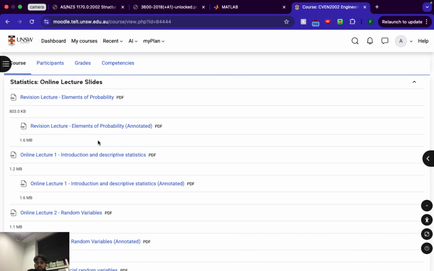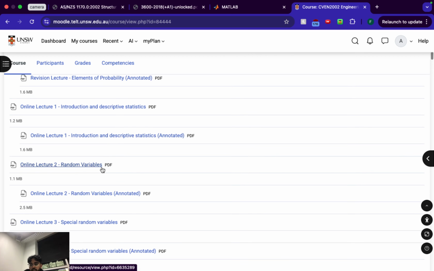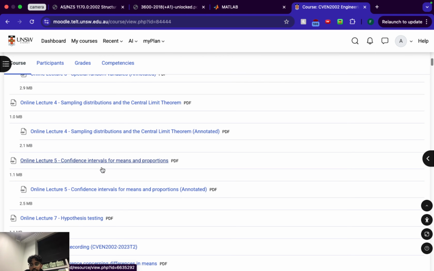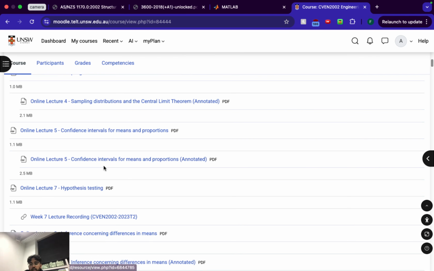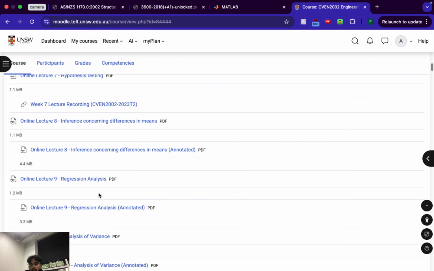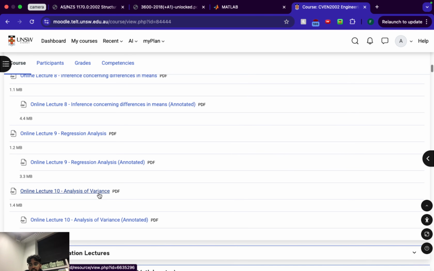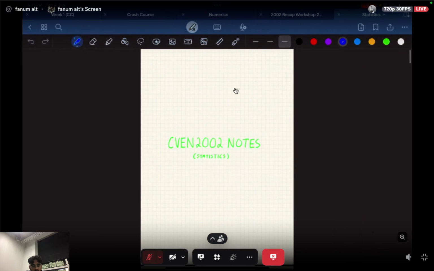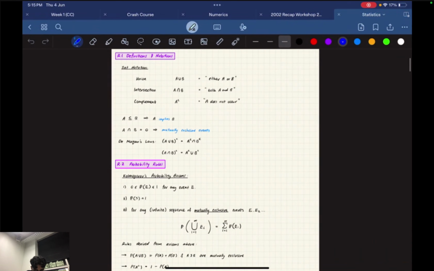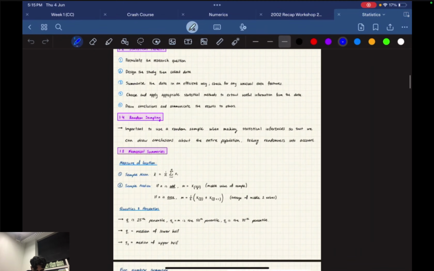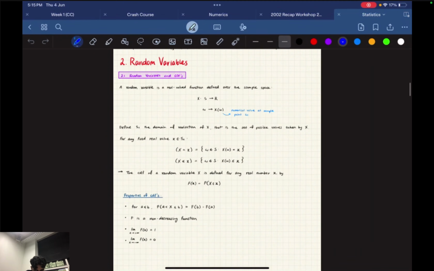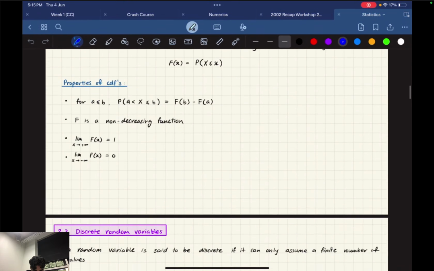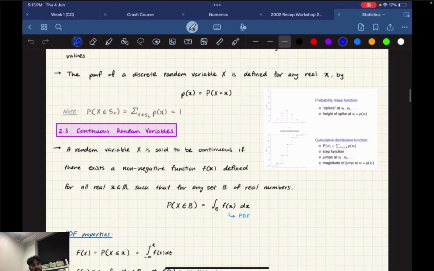So you've got your revision of probabilities from high school, descriptive stats, random variables, special random variables, samples, confidence intervals, which is very, very important, hypothesis testing, inferences, regression analysis, and analysis of variance. My notes pretty much cover it all. I'm going to skip this and this, it's not too important. Random variables is where it's at. I love this stuff. So you've got discrete random variables, continuous random variables.